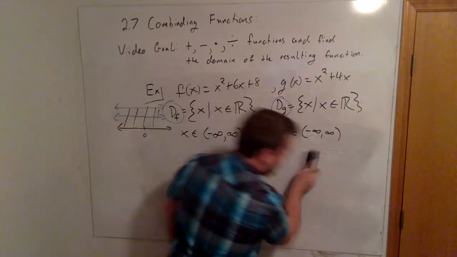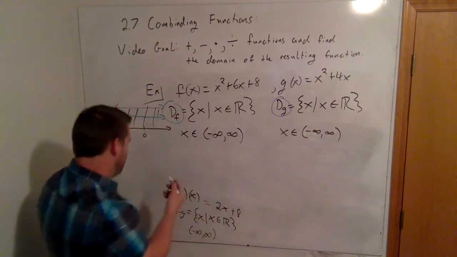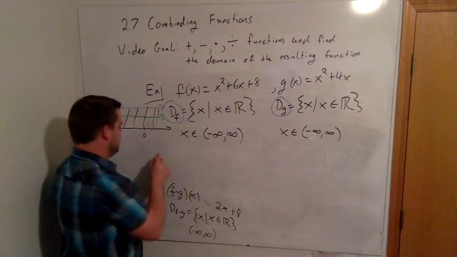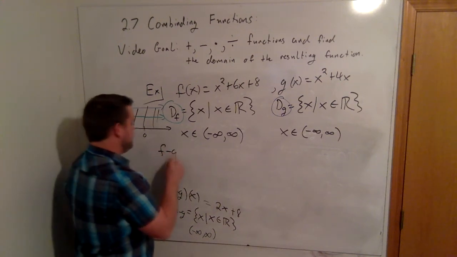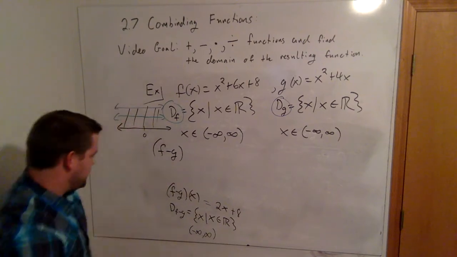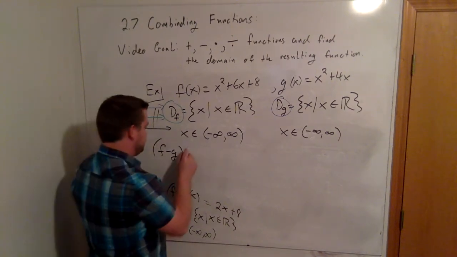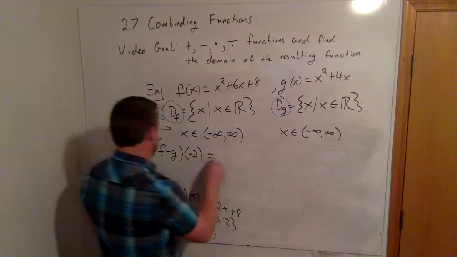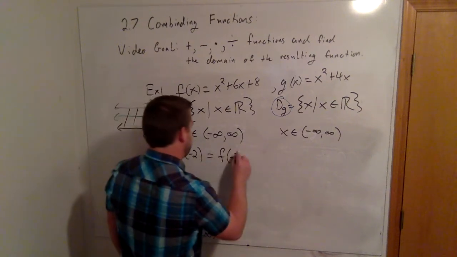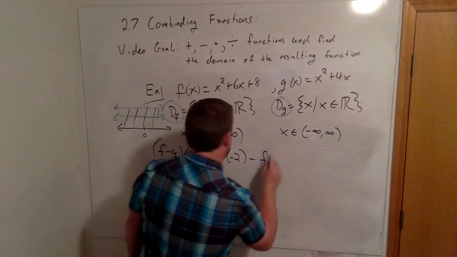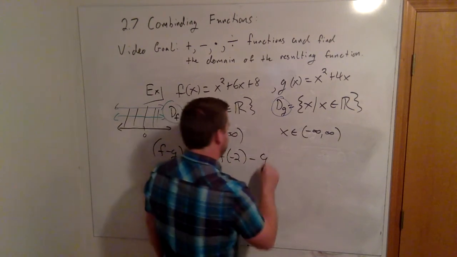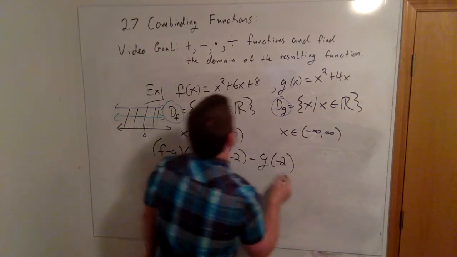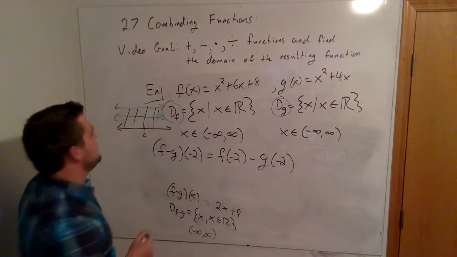Why do we care about doing something like this? Well, maybe we wanted to do f minus g of, I don't know, how about of negative 2? Now, not a very nice way to do this would be calculating it like this. F of negative 2 minus g of negative 2.